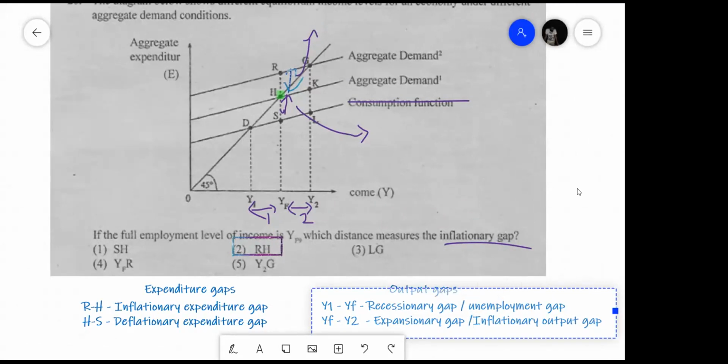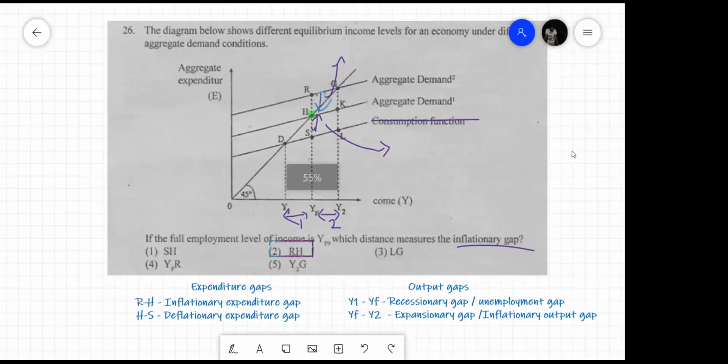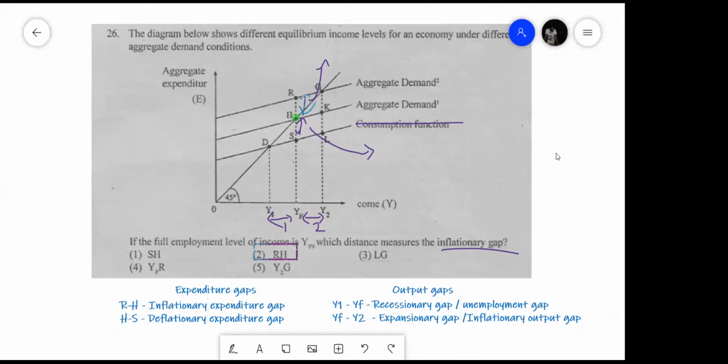Yeah, I'll see if I can find. Definitely in the fast track, I will explain and show you the things. But for now, just remember those basics. So if they ask you for an inflation gap, they're actually talking about this one here.